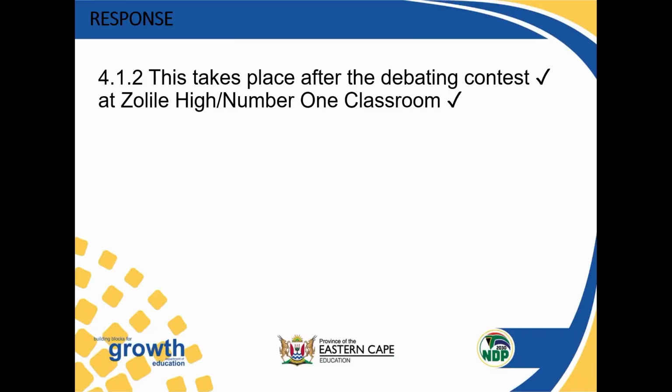So this then takes us to the appropriate answer for this question, where you will say, this takes place after the debate contest. So it means that the event is after the debate contest, at Zolile High School number 1 classroom. Then that response would have covered both the when, which is the time, the event, and the where, which is the place. I hope that one is clear. Then let's move to the next term, which is the irony.